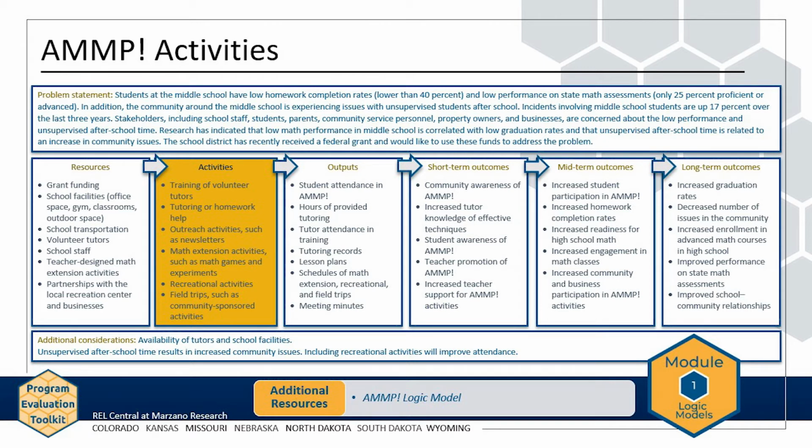Remember that each of these activities is connected to at least one resource. For example, the AMMP evaluation team thinks that if grant funding and school transportation are available as resources, then field trips can happen. If there are partnerships with the local recreation center and businesses, then there can be recreational activities and field trips.